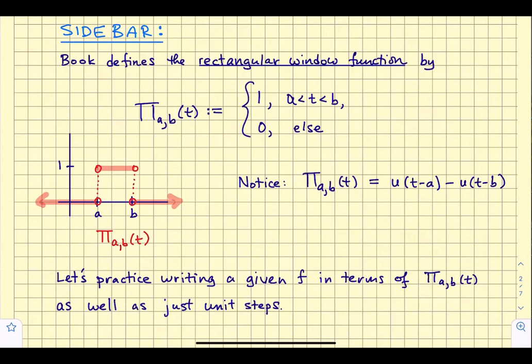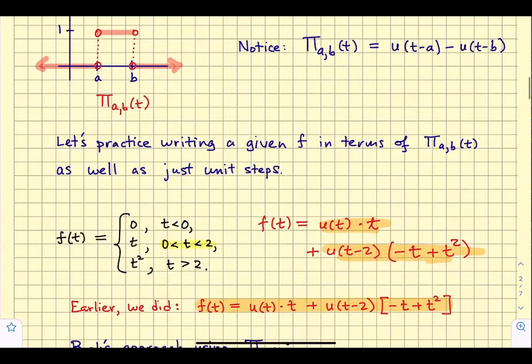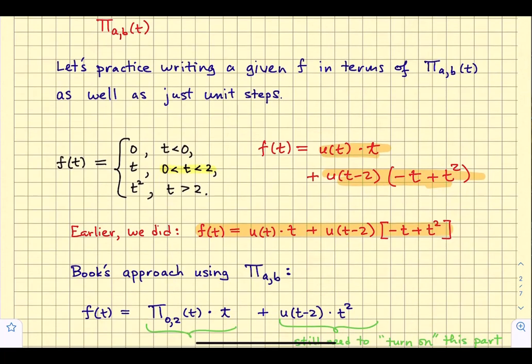So here it just turns the function 1 on between A and B, and it already has things turned off to the left of A and turned off to the right of B. So look how that comes into play here. Here we have a function that's 0 to the left of 0, so nothing's happening. And then on the interval from 0 to 2, we want to turn on the function t.